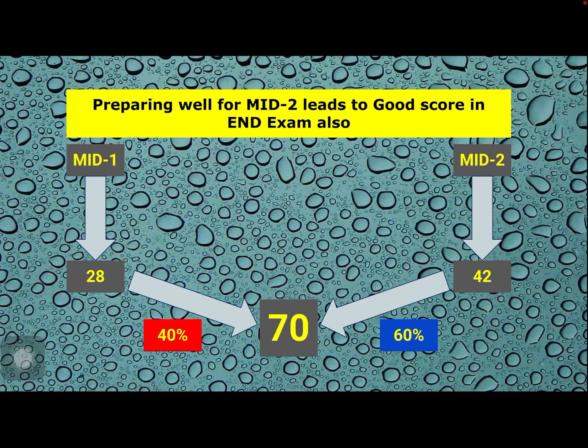But if you take the number of concepts into account, the criteria is reversed: 60% of the syllabus for mid-1 and 40% of the syllabus for mid-2. Therefore, what I can suggest is to prepare well for the mid-2 examination, which covers 60% of the marks but only 40% of the concepts. This analysis tells us that if you prepare well for the mid-2 examination, there is a good scope to get very good marks in the final examination also.